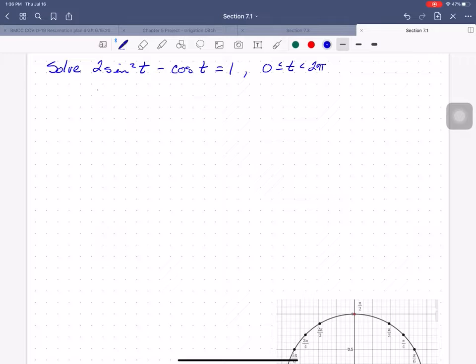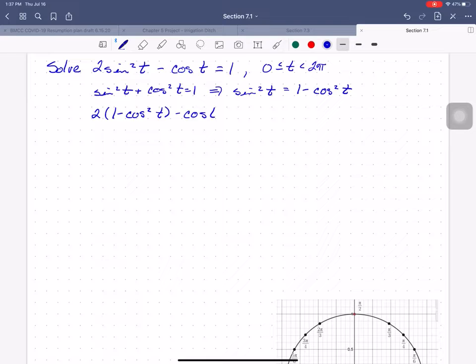Because remember that I know that sine squared t plus cosine squared t equals 1, which tells me that sine squared t equals 1 minus cosine squared t. So now instead of writing 2 sine squared, I'm going to write 2 times 1 minus cosine squared t, minus cosine t equals 1. Let's do a little work here. So I've got 2 minus 2 cosine squared t minus cosine t equals 1.